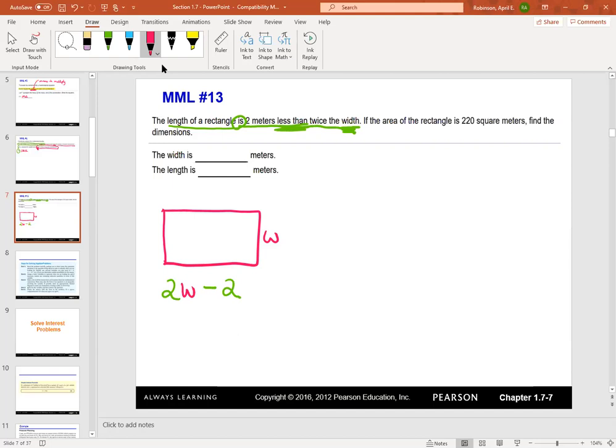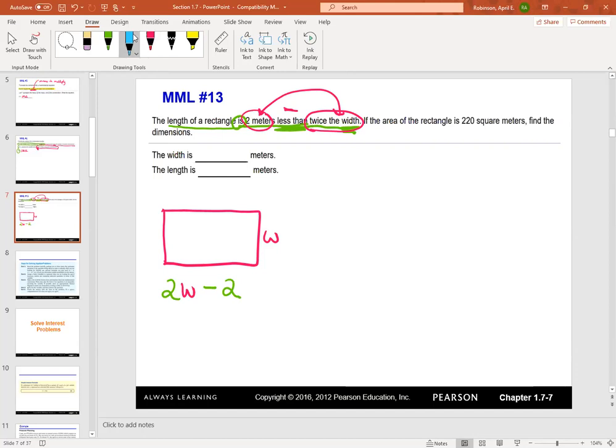Whenever it says less than, yes, it means subtraction, but it's saying 2 meters less than something else. So the minus 2 has to come after the 2W. That's one of the few times you actually have to switch these two things. You take the 2 meters and the twice the width, and you switch positions with the minus sign in between.